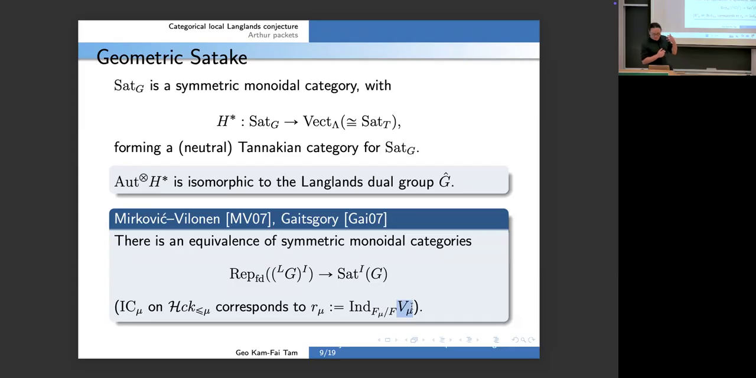This is a representation of G hat with the trivial action of the Weil group of the fixed field of mu, and then you induce it to the full L group. So this is the R mu. Okay, so this is the representation here that corresponds to the IC sheaf on the Satake side.